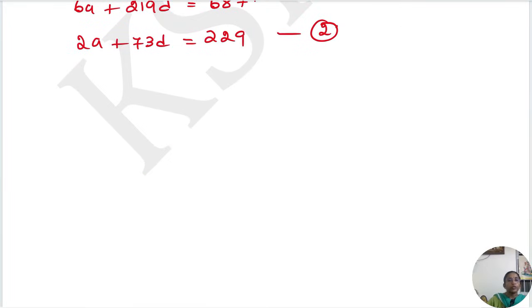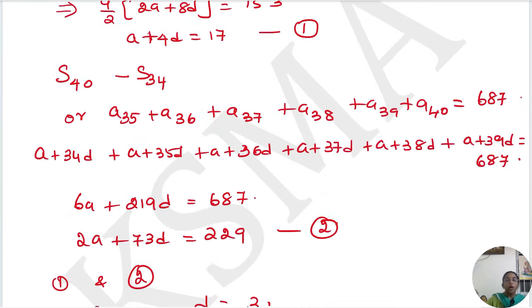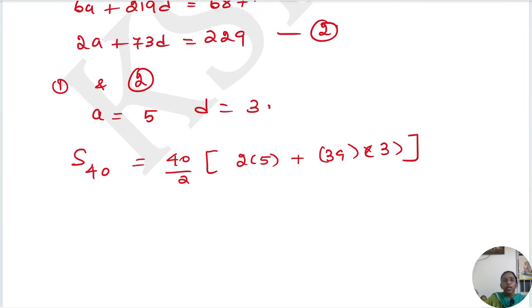Now solving these two equations, you can get the value of a as 5 and d as 3. And we are asked to calculate the sum of all the terms of the AP. All the terms in the sense, here we have 40 terms. So Sn is n by 2 into (2a plus (n minus 1) times d), so 39 times d, where d is 3 here. Now simplify, so our answer is 2540.